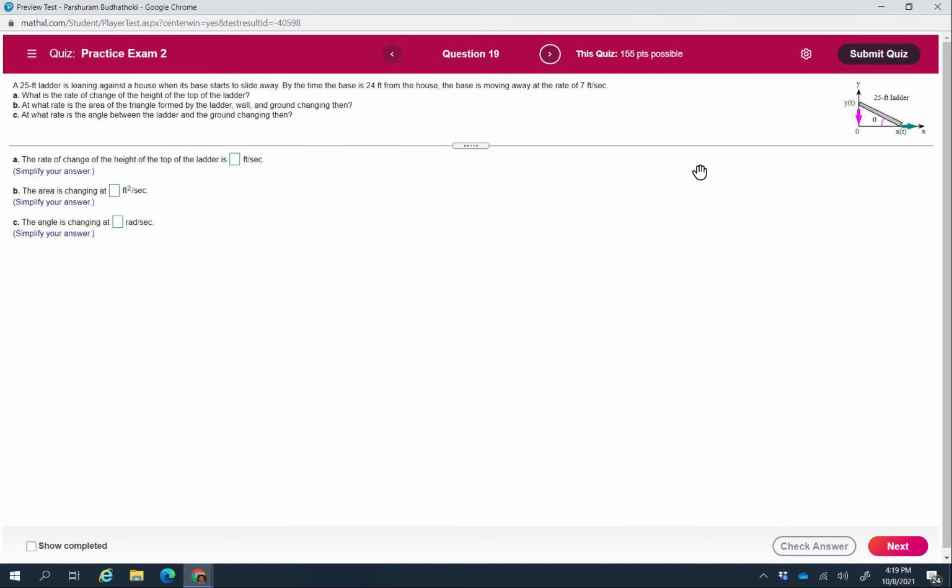In this question, there is a 25 feet ladder like this, leaning against a house. So this is the house, and when its base starts to slide away, by the time the base is 24 feet from the house, the base is moving away at the rate of 7 feet per second. What is the rate of change of the height of the top of the ladder? At what rate is the area of the triangle formed by the ladder, wall, and ground changing then? At what rate is the angle between the ladder and the ground changing then? So we have to use this figure, and we need to find these three pieces of information.